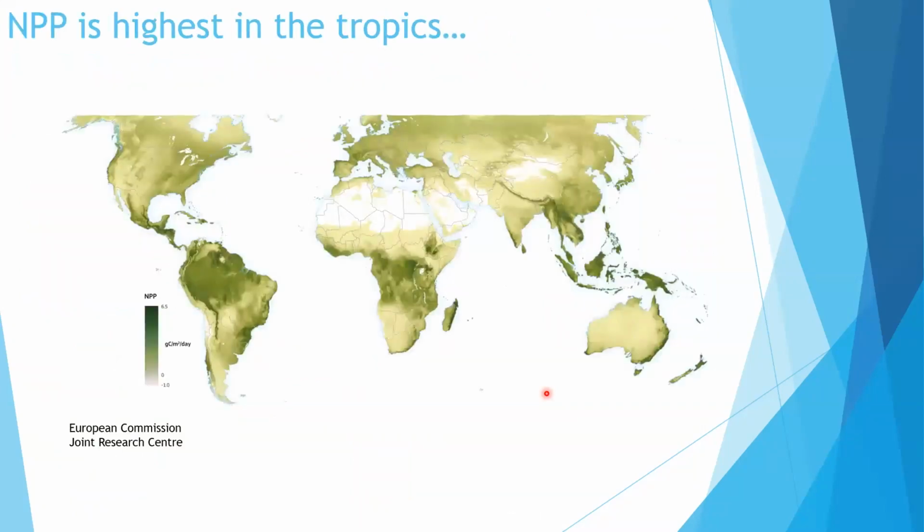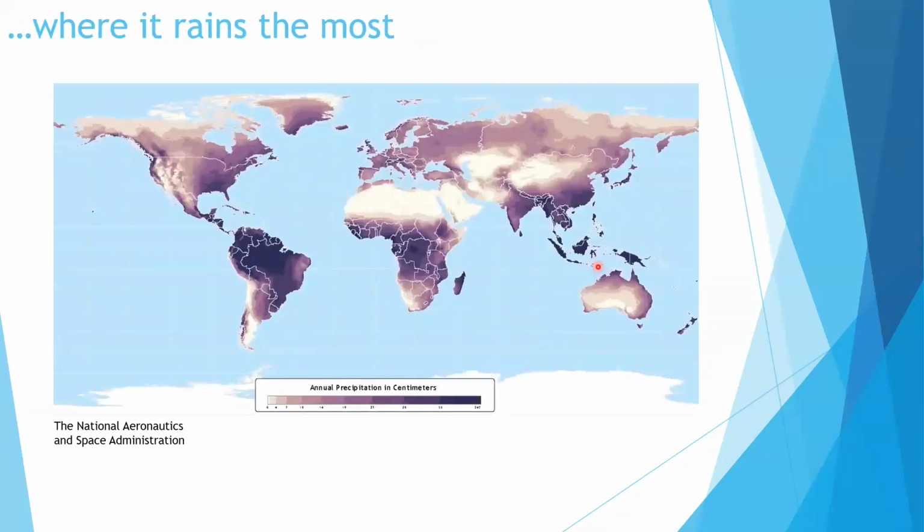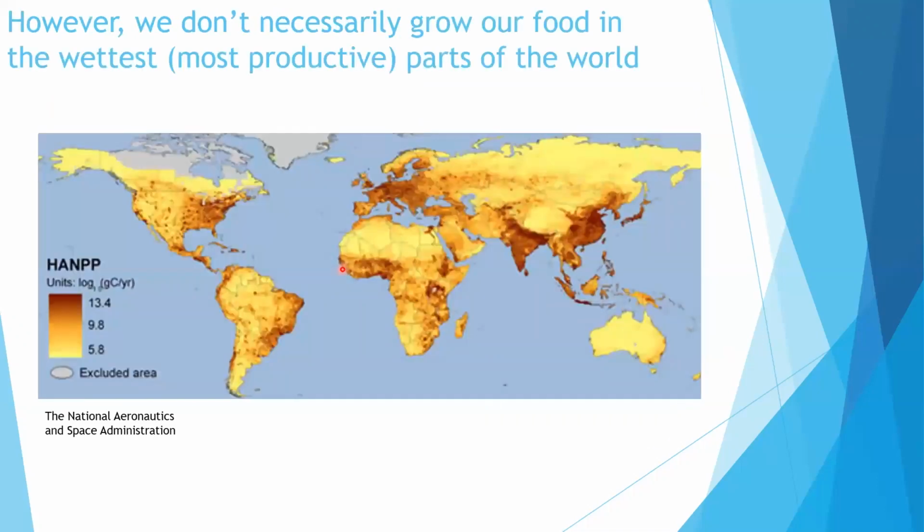So given the importance of water availability, it's not exactly surprising that primary productivity is highest in and around the tropics. That's reflective of the fact that that's where the rainforests are and where precipitation is the greatest. But those places, quite rightly, are not exactly where we grow most of our food.